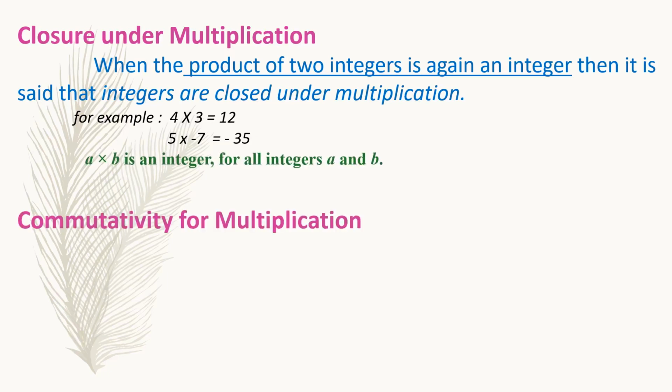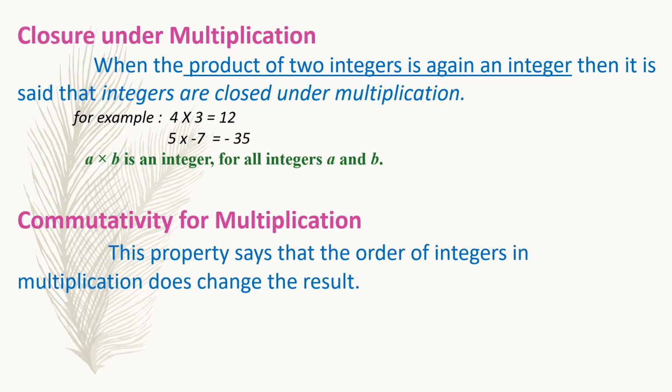Now the second property, commutativity for multiplication. Commutativity means order of integers. This property says that the order of integers in multiplication does not change the result. We can multiply integers in any order. You can see here that 5 into minus 8 or minus 8 into 5, in any case we will get the same answer, that is minus 40.